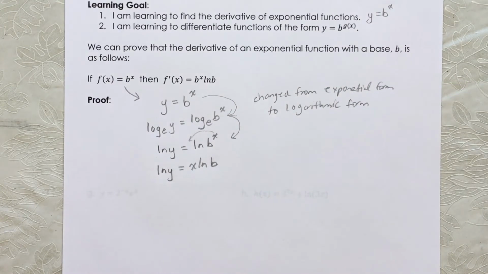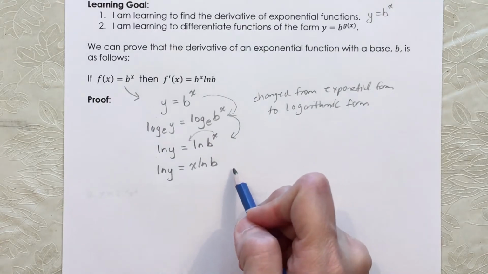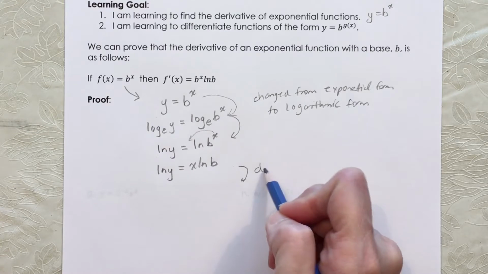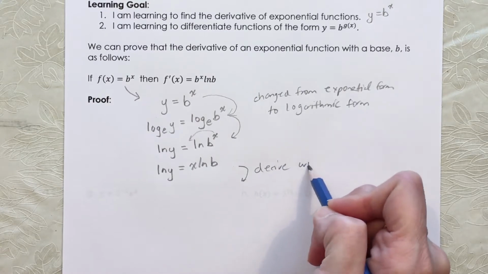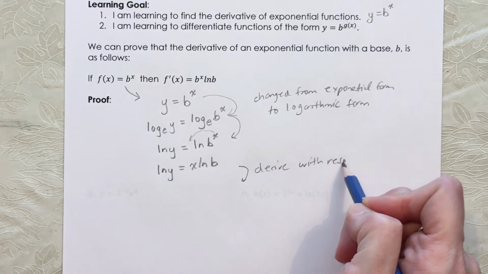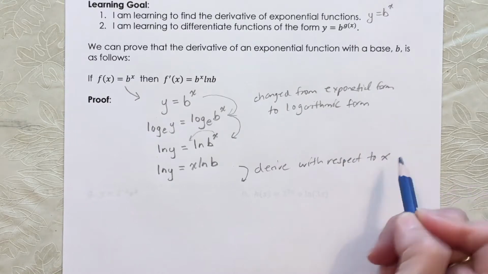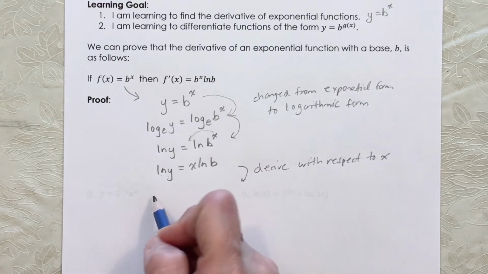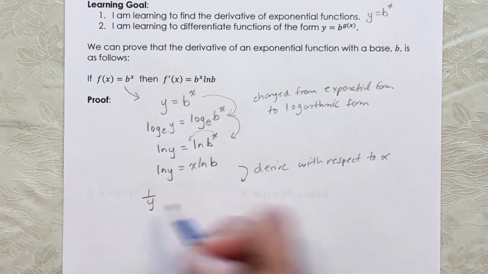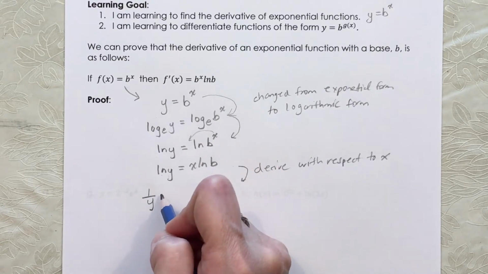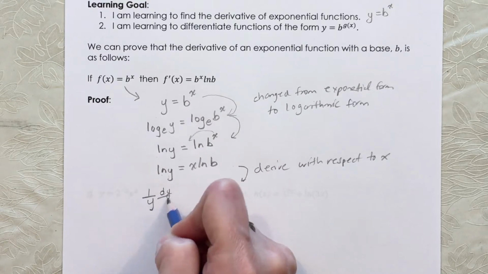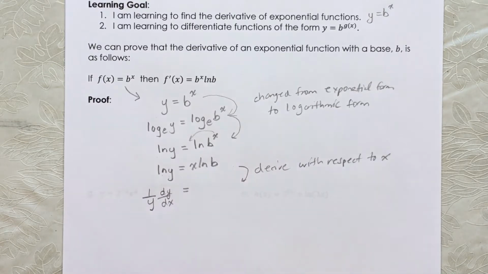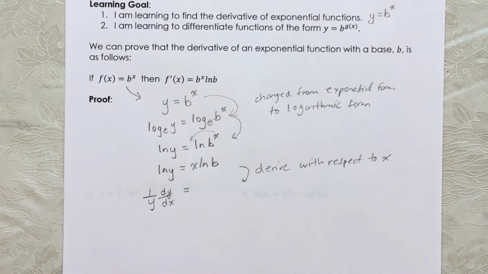So now I'm actually going to derive, okay, and I have to derive with respect to x. So this next step from here to here is derive with respect to x. So if you remember, the derivative of the ln of y is going to be 1 over y, but because it's with respect to x, you have to multiply by dy by dx. So the derivative of the left side is going to be 1 over y times dy by dx.